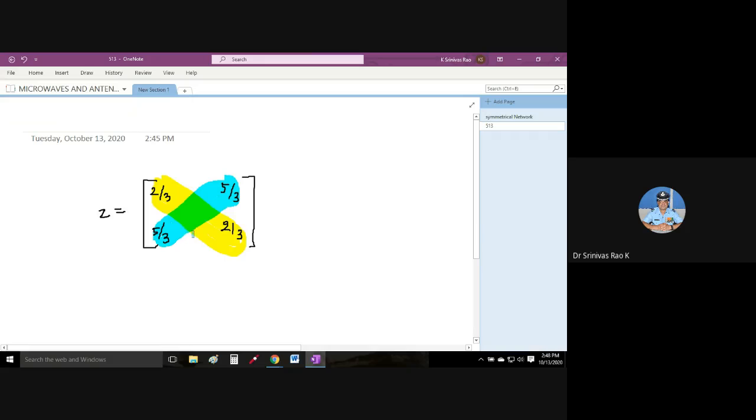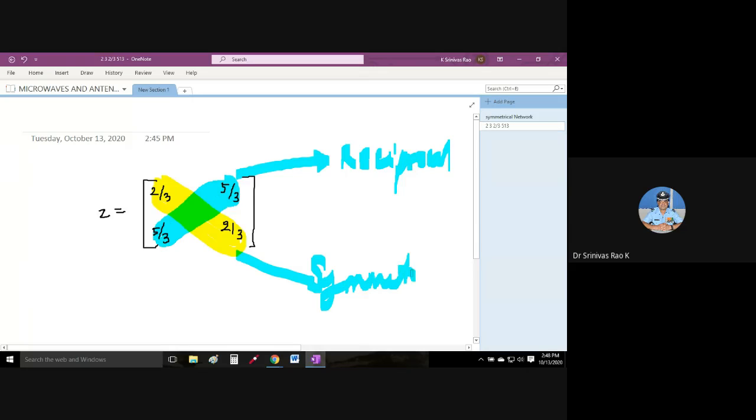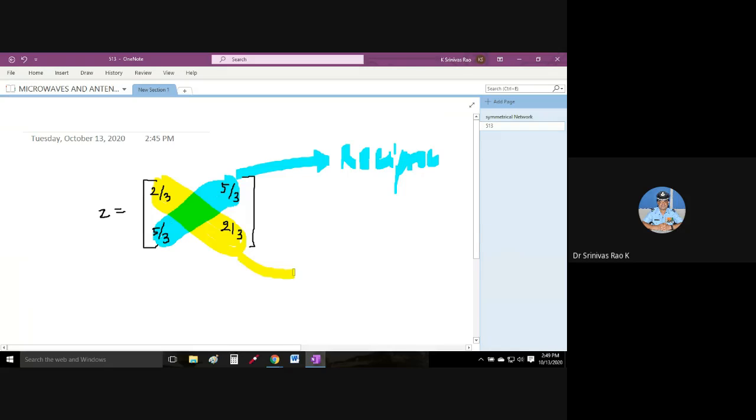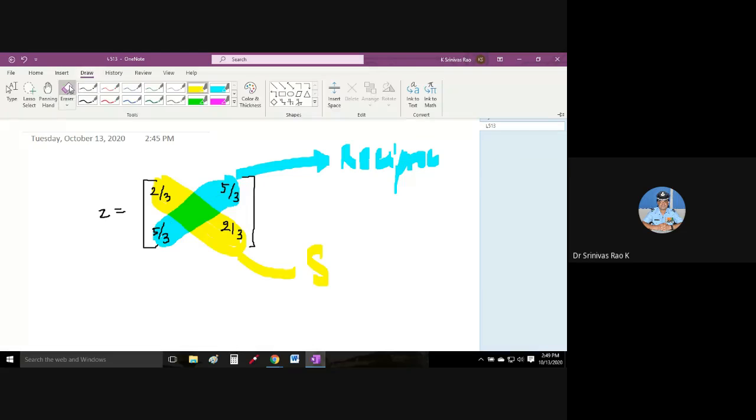So please understand. If you get any matrix like this, they will ask you to show whether it is this or that, and you can easily show. This is your reciprocal network, and this is your symmetrical. Kindly understand this, very important. I'll put another color. So this is your symmetrical. This is your reciprocal, right? Any doubt in this?